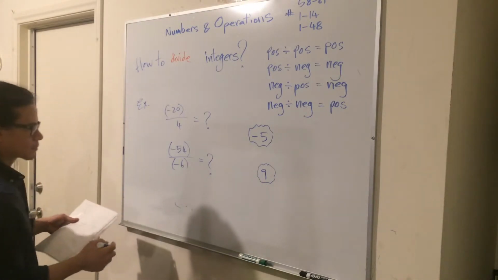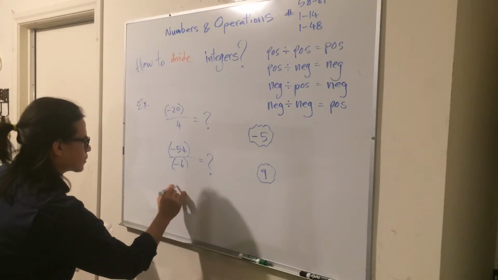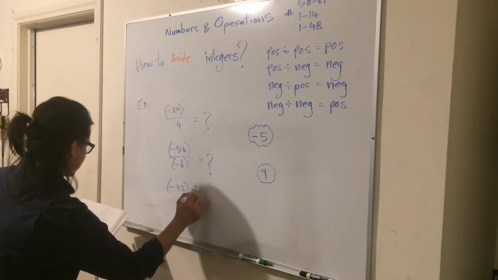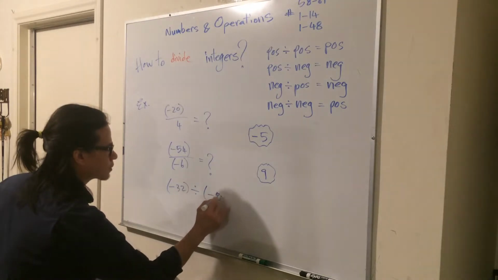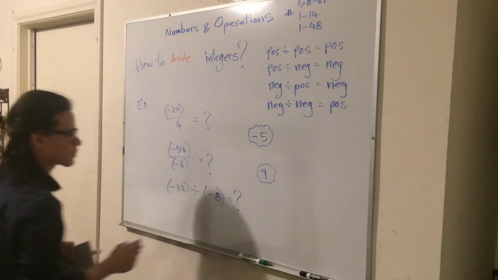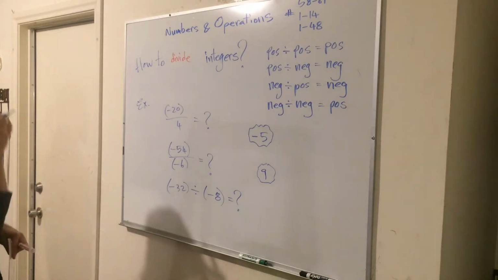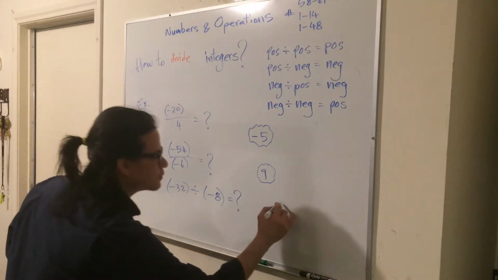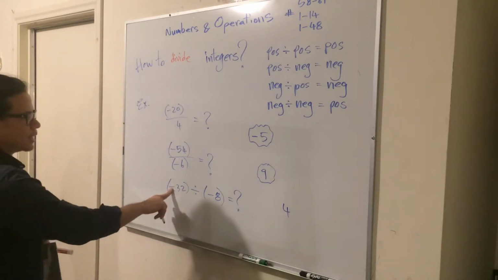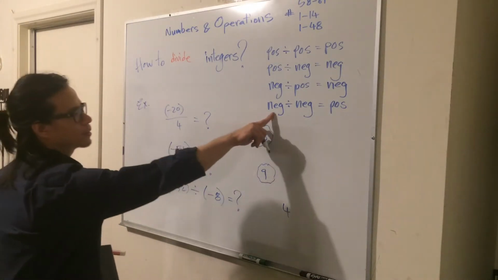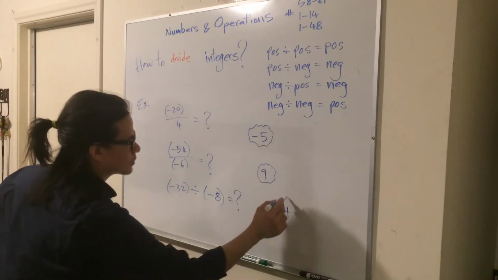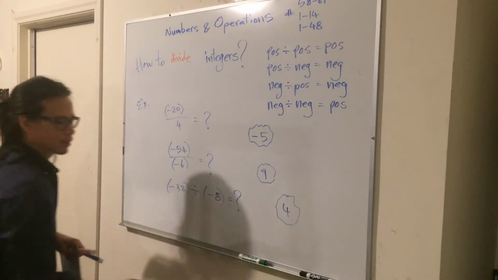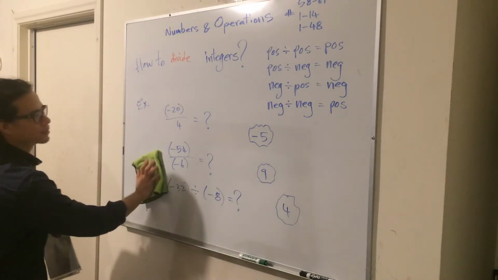Okay. Negative 32 divided by a negative 8 equals what? 32 divided by 8 is 4. Negative divide a negative is positive. Okie dokie.